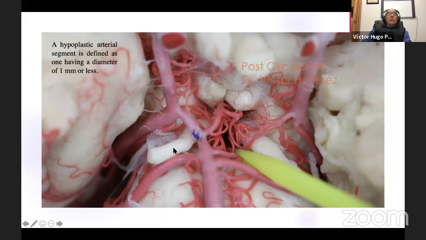A hypoplastic arterial segment is defined as one having a diameter of 1 millimeter or less, like in this view. This is a hypoplastic segment, less than 1 millimeter in diameter.